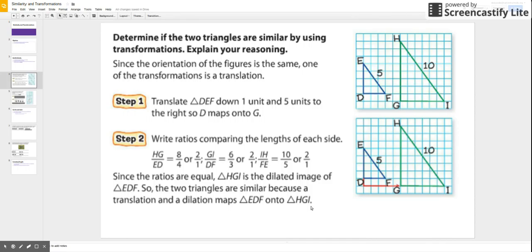Just in case we're unsure, again, let's look at this. You start off translating. You can actually translate this triangle 1 down and 5 right, so that it maps directly onto the corner of this triangle. And then you would dilate it by 2. So you would just multiply each side by 2 in order to get this triangle.